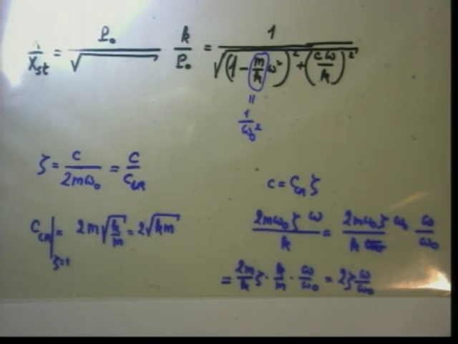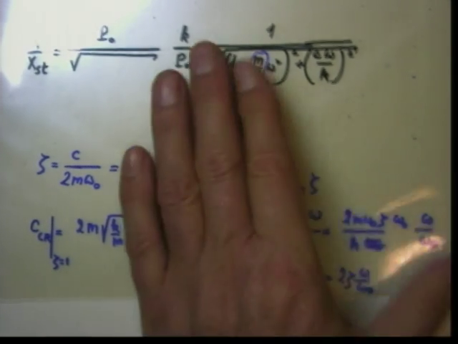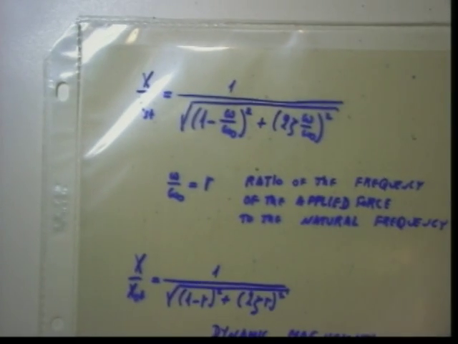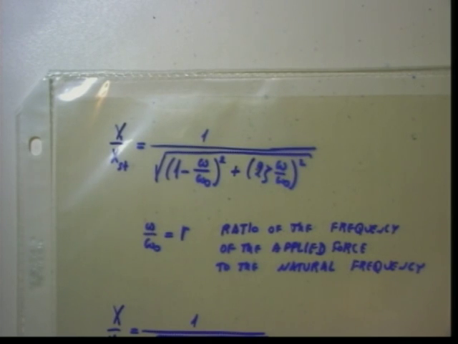Now what I have to do is to plug this back. So instead of there, I should write this squared. x over x static equals, look please, 1 divided by square root of (1 minus omega over omega sub 0 squared) squared plus (2 zeta omega over omega sub 0) squared. I think it's a very nice and very simple expression.